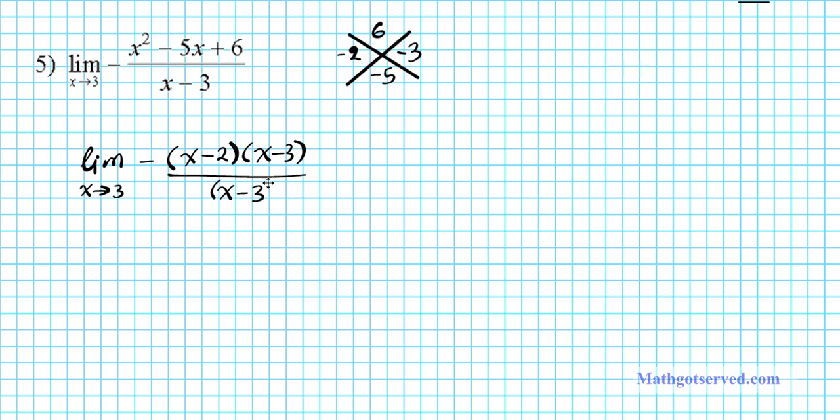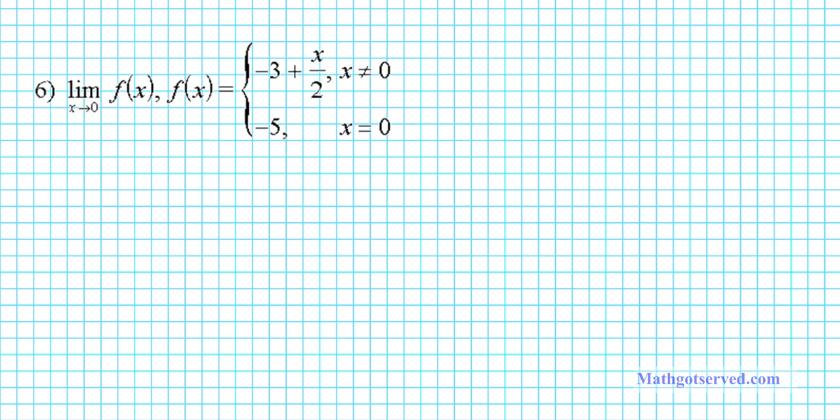Now what you notice happening here is that these two x minus 3 factors can cancel out, hence 3 is a removable discontinuity. The limit now becomes the limit as x approaches 3 of negative x minus 2. Now this limit can be evaluated using direct substitution. So we'll have negative 3 minus 2, which equals negative 1. So that's your final answer.